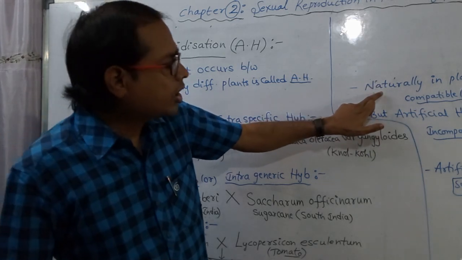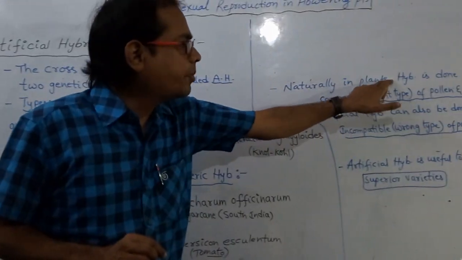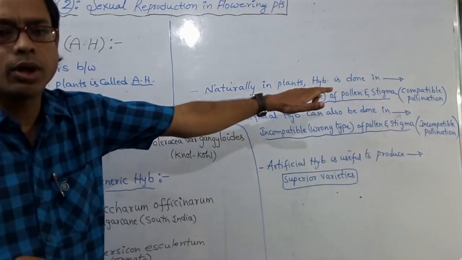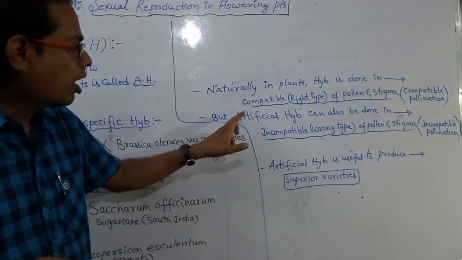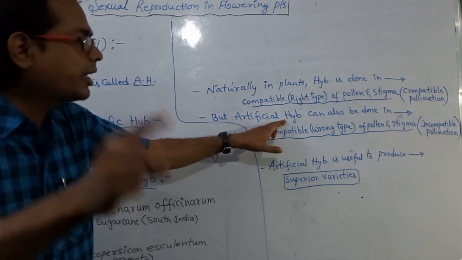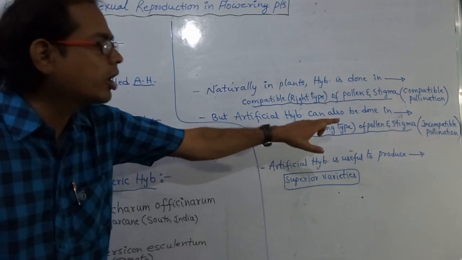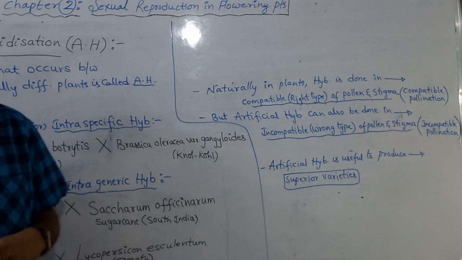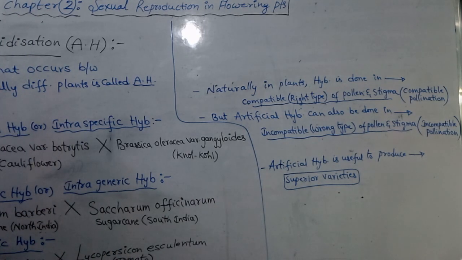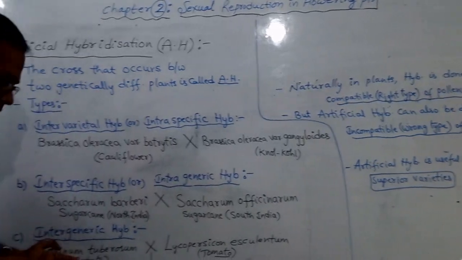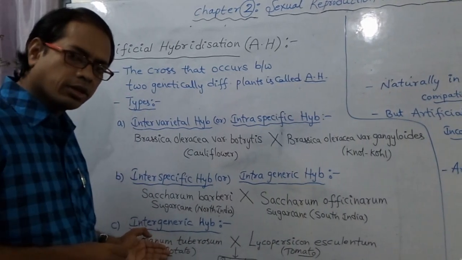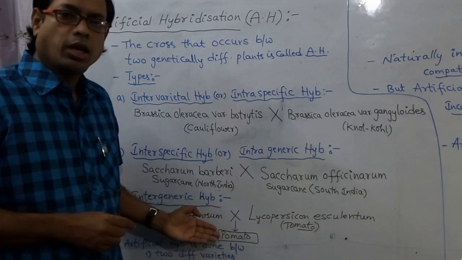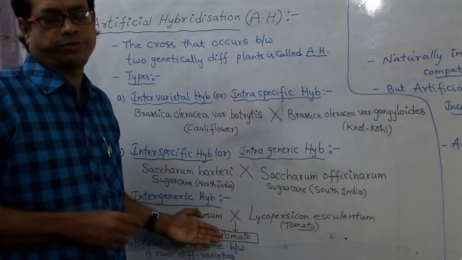Naturally, in plants, hybridization is done with compatible pollen and stigma, which is called compatible pollination. But artificial hybridization can also be done with incompatible pollen and stigma, which is called incompatible pollination. That means potato pollen grains may fall on tomato stigma and a variety is obtained, called pomato.